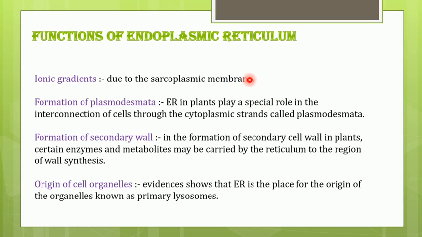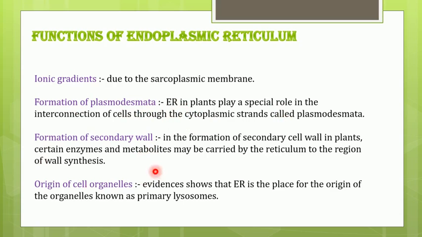Next function of the ER is formation of plasmodesmata. So first of all, we should understand what plasmodesmata are. These plasmodesmata are present only in the plant cells, which are like the connections between the adjacent cells. These connections play a very important role in the plant cells, and these connections are formed with the help of the endoplasmic reticulum.